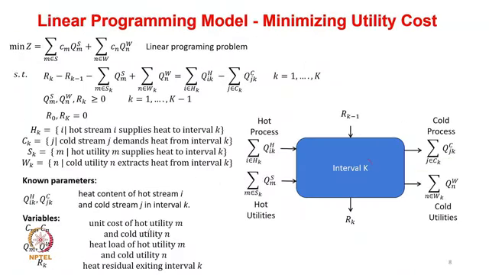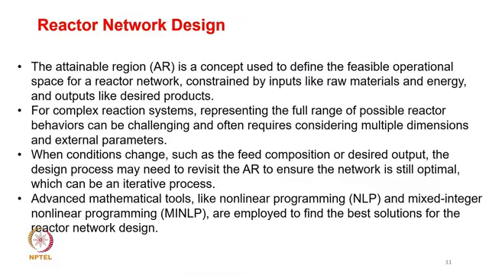So, this is the third objective. We talked about three objectives: minimization of investment cost, minimum number of units, and minimum utility costs. As I told, these can be individually minimized, or minimized together in a multi-objective framework. We are just leaving that part for now.